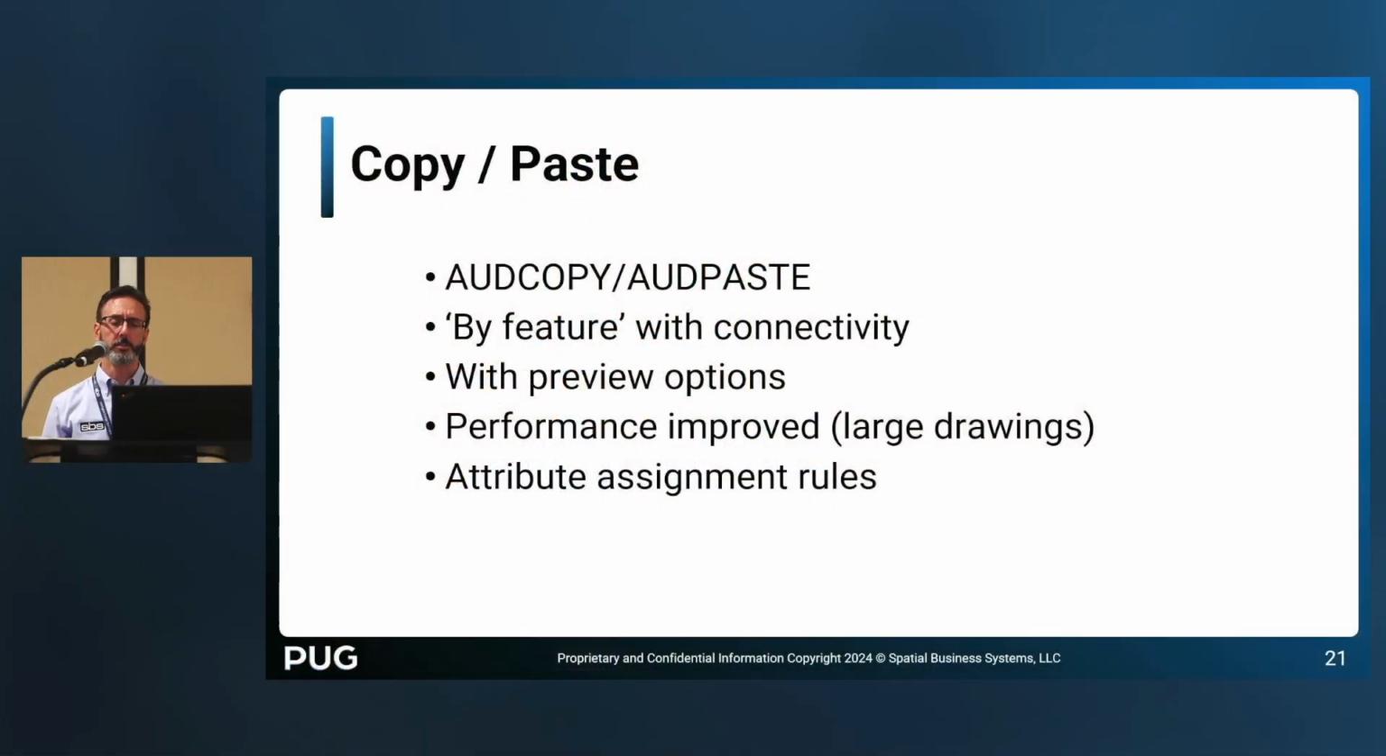There are attribute assignment rules available now as well, so you can set up a copy paste, and that copy paste can clear attributes or reassign attributes that you're pasting. If you have a scenario where you want to copy a bunch of stuff, it's very similar to the replace command in a way. But if you want to copy a lot of information, and then clear key fields or auto generate new values, those rules can be set up for that.